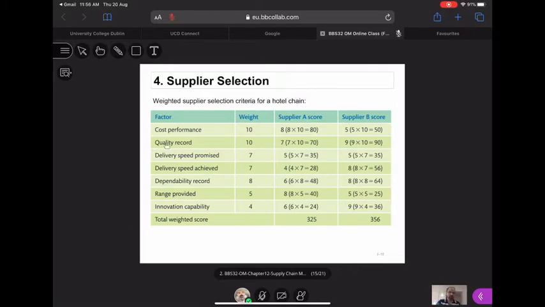Quality is also very, very important because I'm a hotel. I don't want customers to come and find the toilet paper low quality, the soap low quality. So I say quality is also very important. I put 10 upon 10.